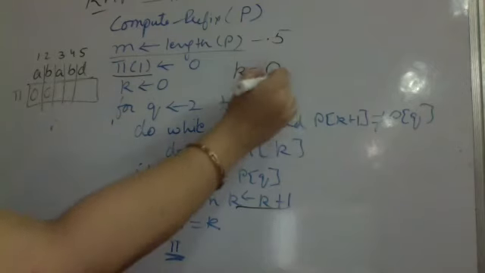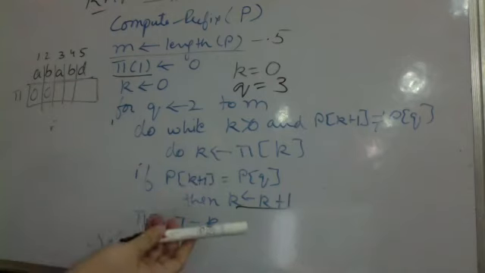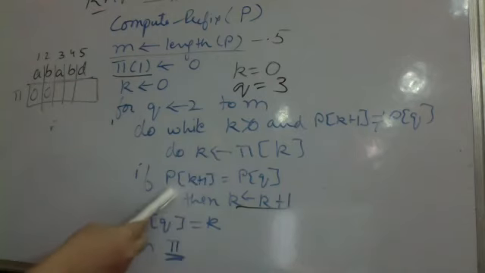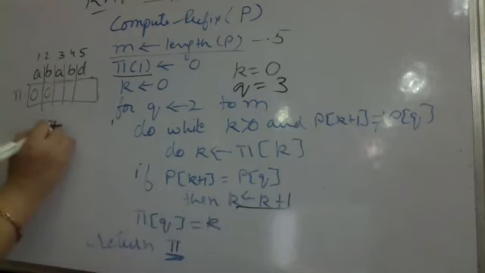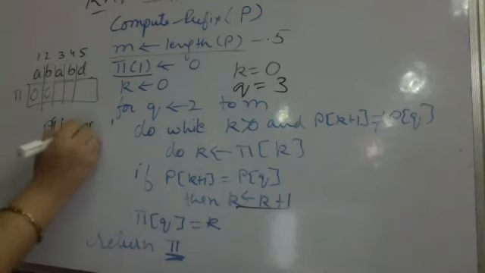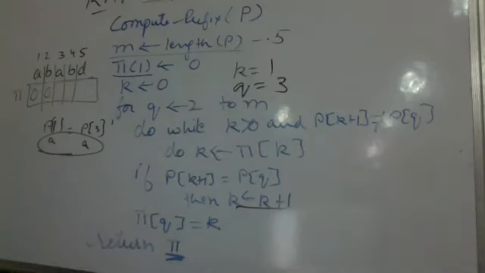Q becomes 3. K is still 0. Please remember, k I have not incremented. Again, I will check while k is greater than 0, which is again not true yet. I will see if pattern of k plus 1, which is 1, is equal to pattern of 3. Now pattern of 1 is a. Pattern of 3 is also a. Yes, these are equal. Increment k. K becomes 1. Now the value of the table here, q is equal to k. So pattern of 3 becomes the value of k, which is 1. I again go and do the same thing.